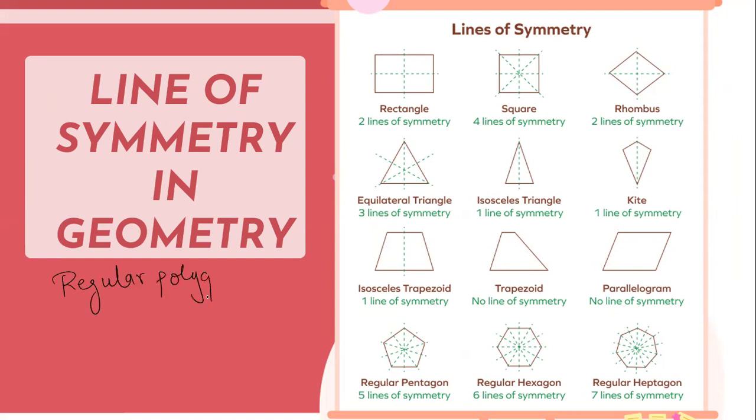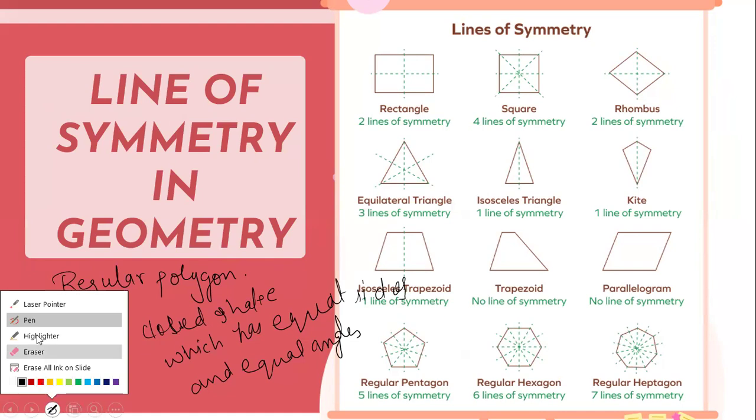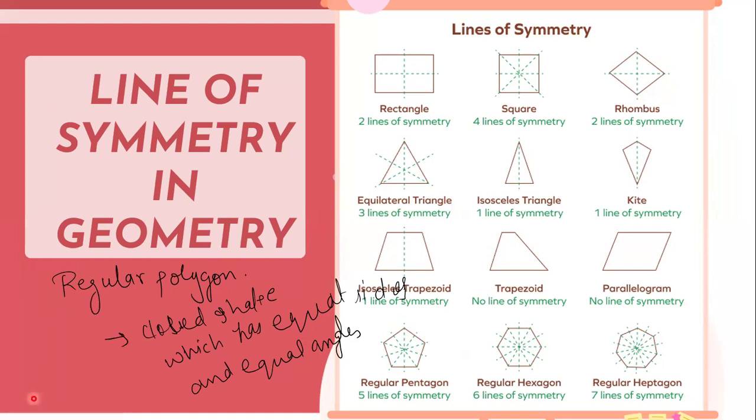Regular polygon. What do you mean by regular polygon? It means a polygon or a closed shape which has equal sides and equal angles. It means all the sides should be equal and all the angles should be equal. So their number of sides will define how many lines of symmetry there will be. Okay. Now next.